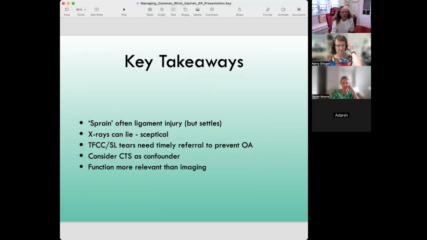And I think key takeaway: sprain is a ligament injury, often settles. Doesn't mean that there isn't something going on underneath. X-rays can lie, especially on these teeny tiny bones. Early referral for true ligament injuries, because you're trying to prevent osteoarthritis, in theory. Consider carpal tunnel as a confounder, and the function is more relevant than the imaging. There you go. Kerry, that's one for you at the end.